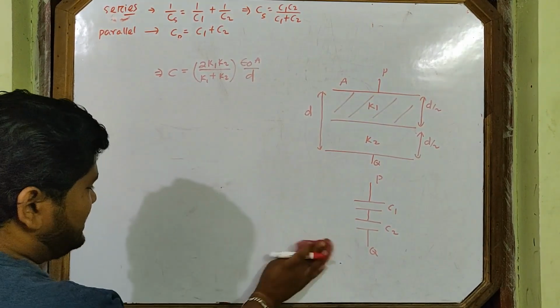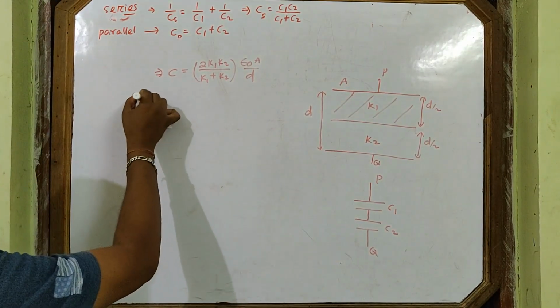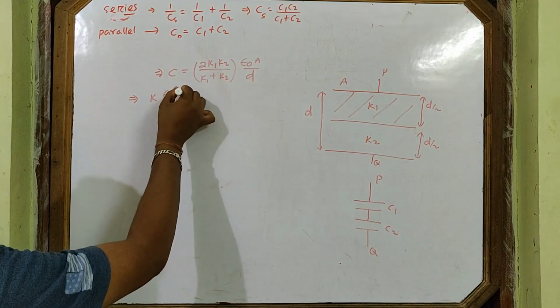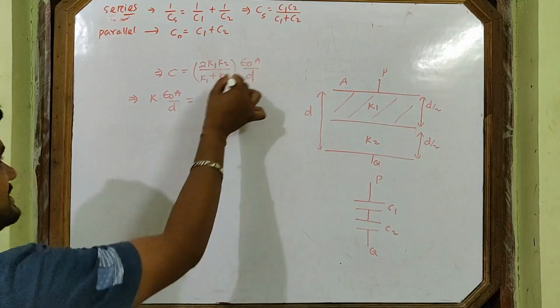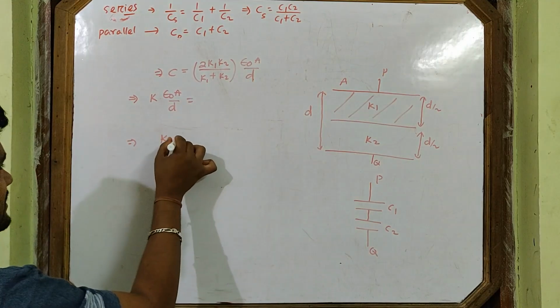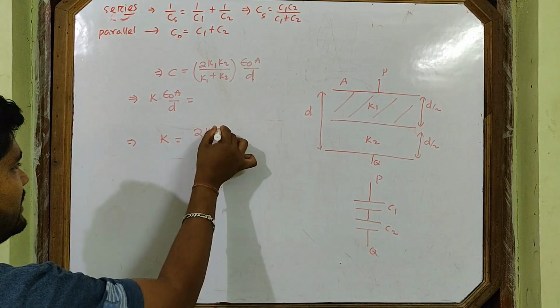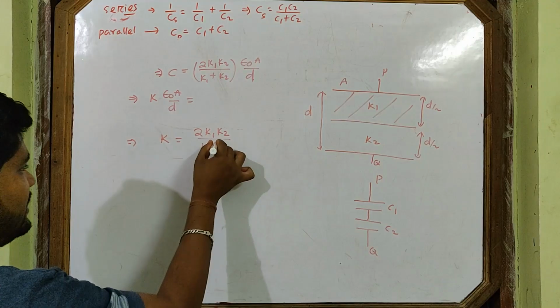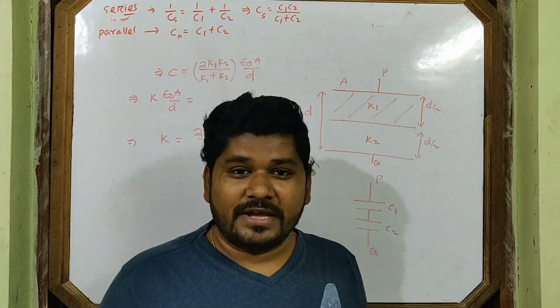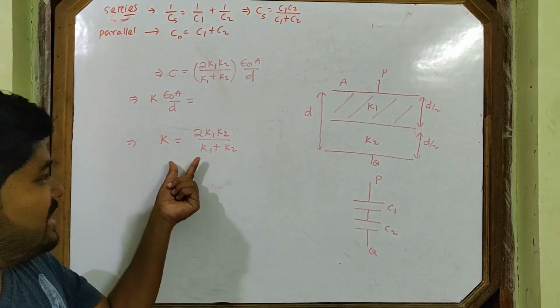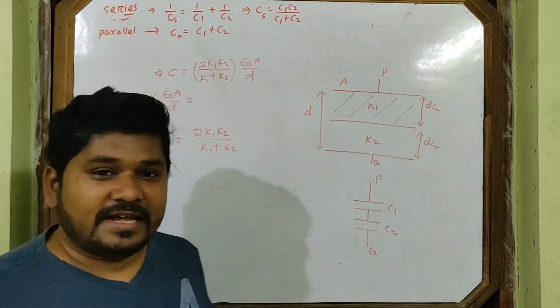But what is the equivalent dielectric constant? If you place K in place of it, then epsilon naught A by D cancels. What is the value of K that remains? 2K1K2 by (K1 plus K2). 2K1K2 by (K1 plus K2) is the equivalent dielectric constant. It will take like this.